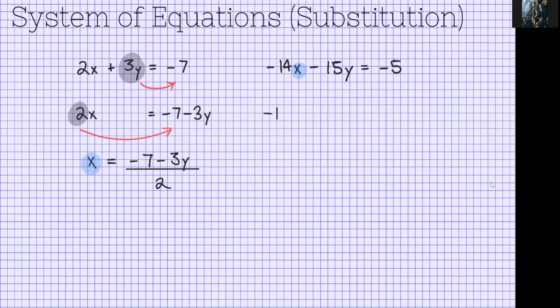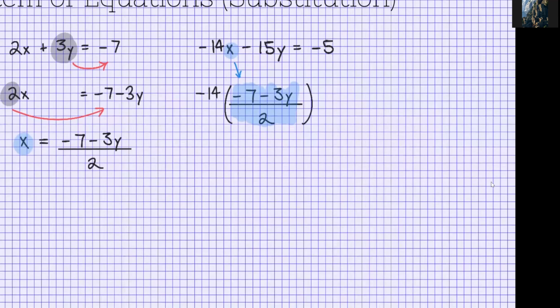I will have -14 times, and now it'll be times x, because if you remember what we said, x is this thing in here. There we go. And we continue the process. This will be minus 15y, and this equals -5.